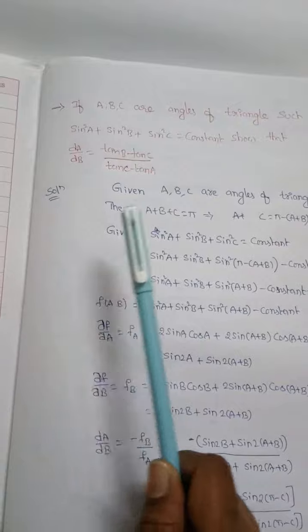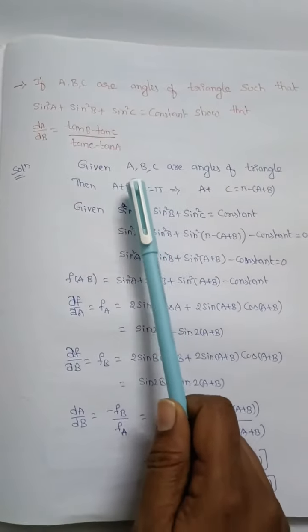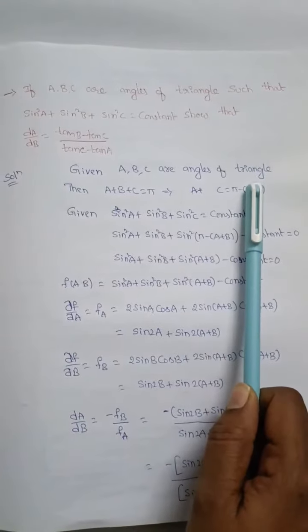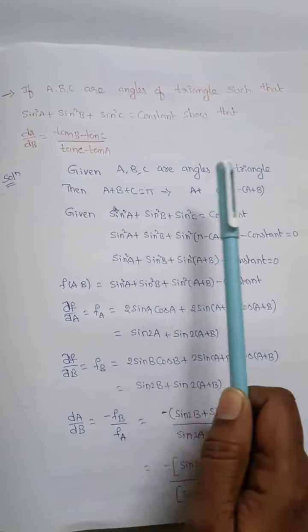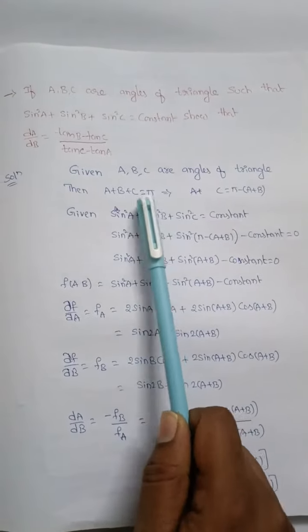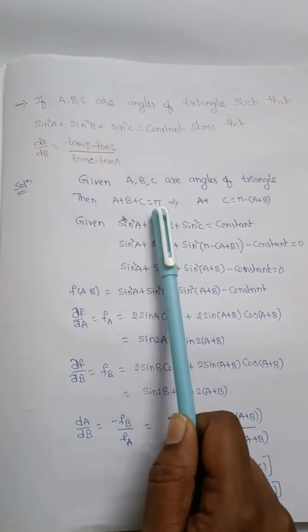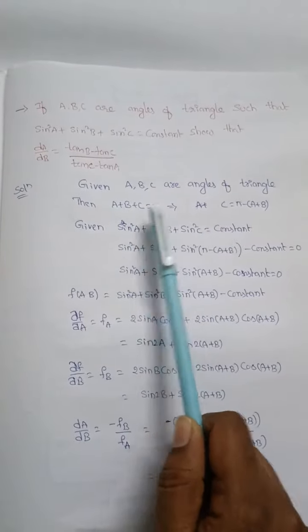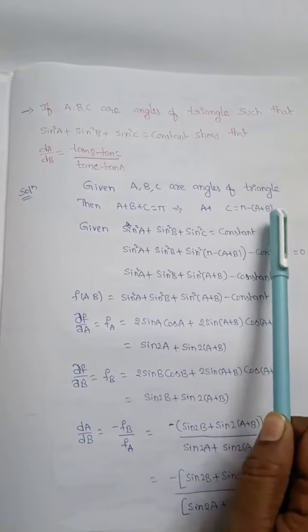Here is the solution. First, write the condition. What is the condition given? A, B, C are the angles of a triangle. Then the sum of the angles of a triangle is pi, so A + B + C = pi. By using this, write C as pi minus (A + B).